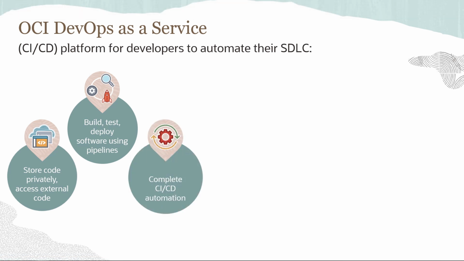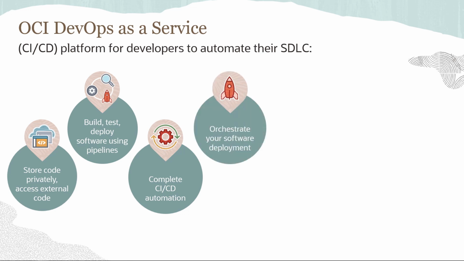You can set up a trigger to automatically run your build pipeline from a source code commit or pull request. Optionally, you can run a deployment pipeline on the successful build run for a complete CI/CD automation. It lets you orchestrate your software deployment across regions to OCI platforms such as Container Engine for Kubernetes, also known as OKE, and compute instances and functions.